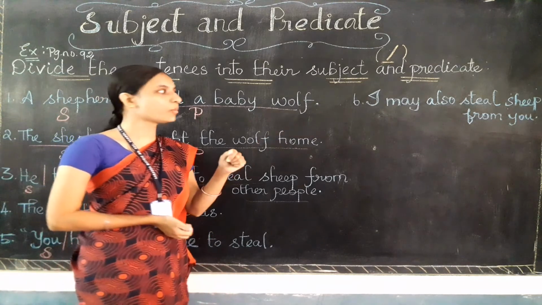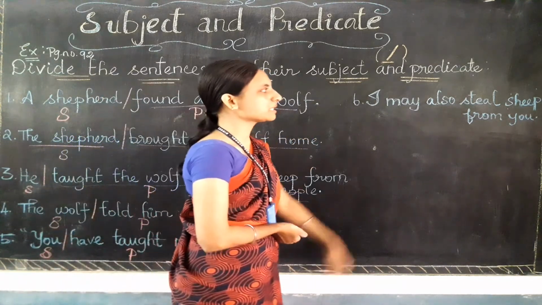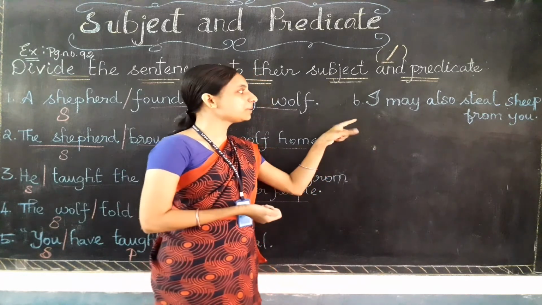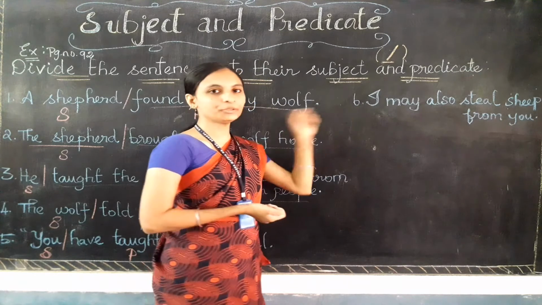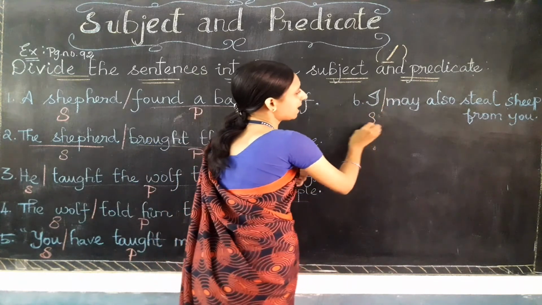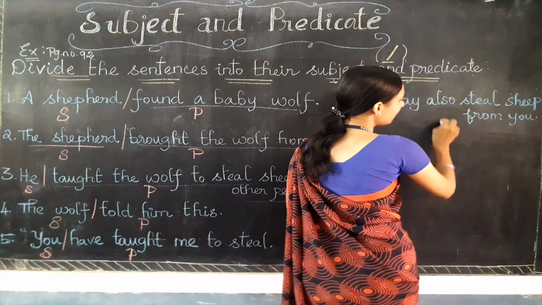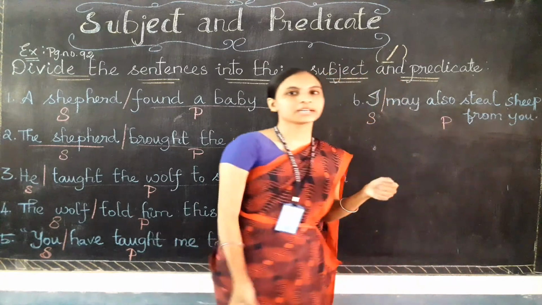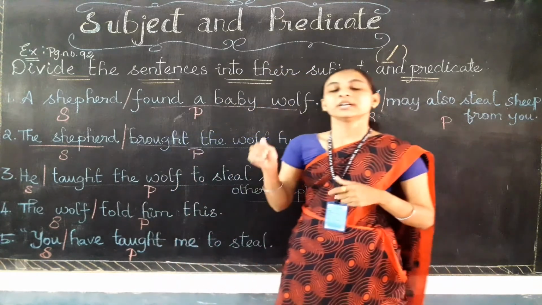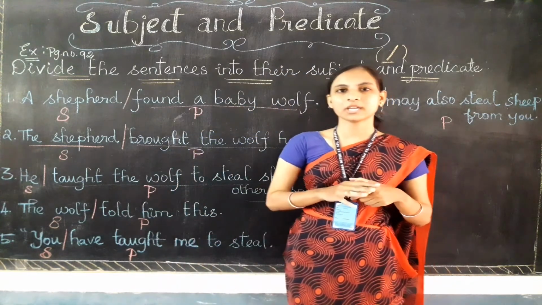Let's go for the sixth one. I may also steal sheep from you. So here, can you find the subject? Very good. I will be the subject, and all other words will be the predicate only. Clear, children? And there is one more question also in your book back. So you need to do that question by yourself.